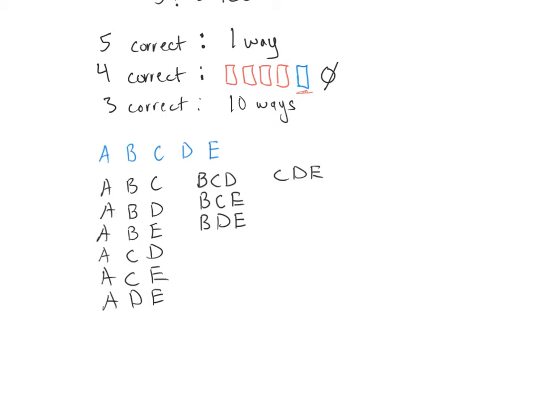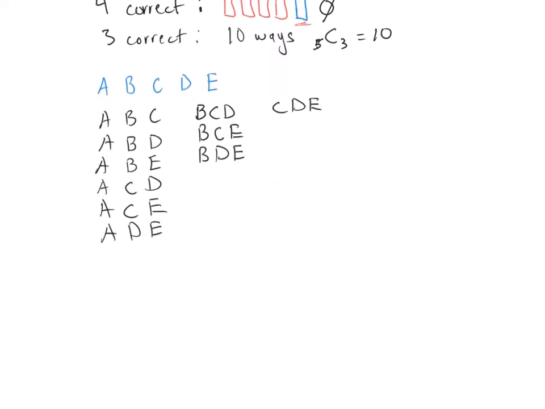Another way we can find out that 10 ways is that, since we're only choosing 3 different ones, but we don't care about the order, we are dealing with combinations. So here, 5 choose 3 will give us 10 different ways.